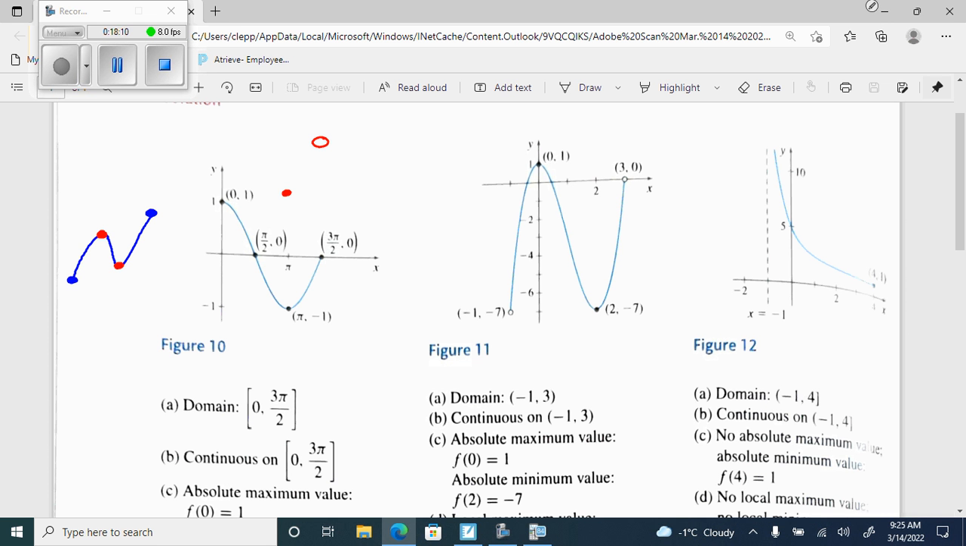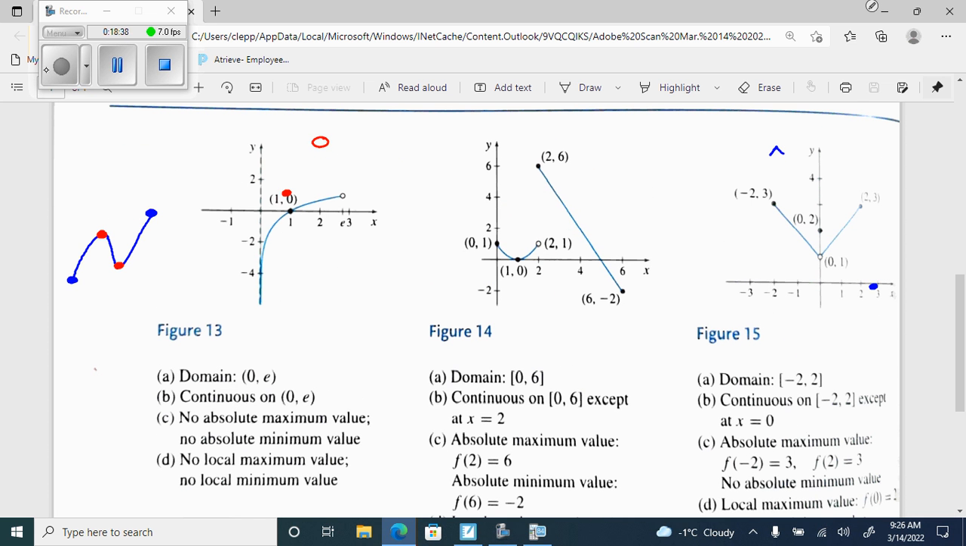It's continuous from -1 to 4. It has no absolute maximum value. Why? Because that's going to keep going up and up and up for life, correct? This actually has an arrow on it. And it has no local minimum, but it does have an absolute minimum. It's this curved one that's supposed to be straight at 4 and -1.